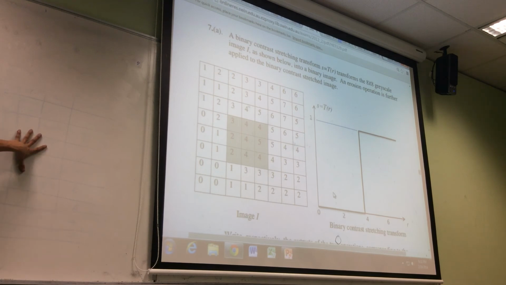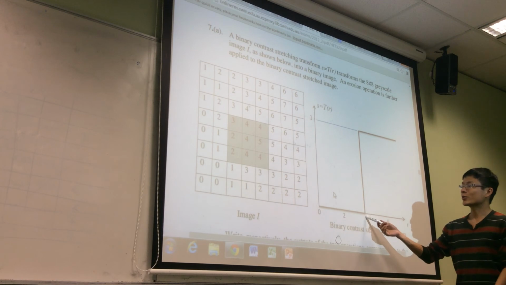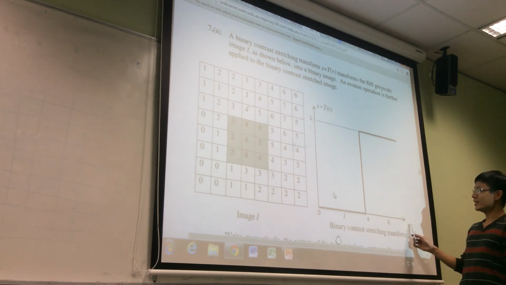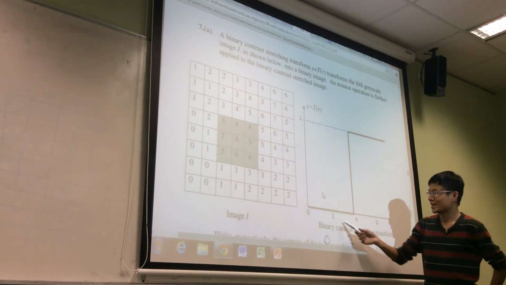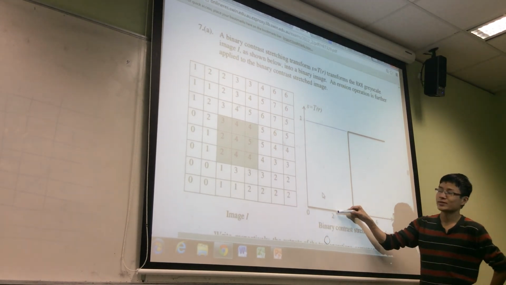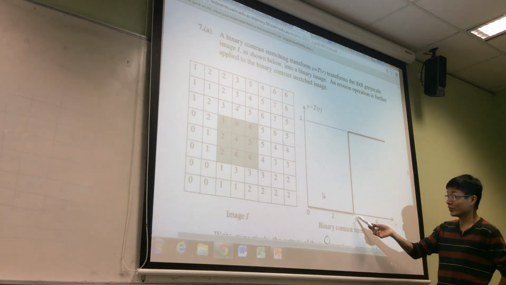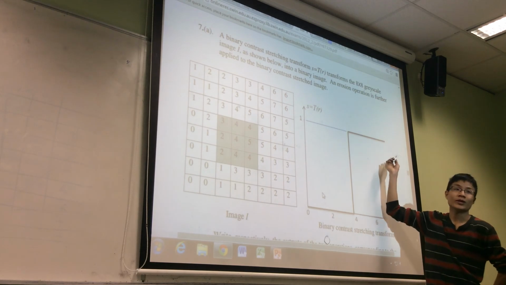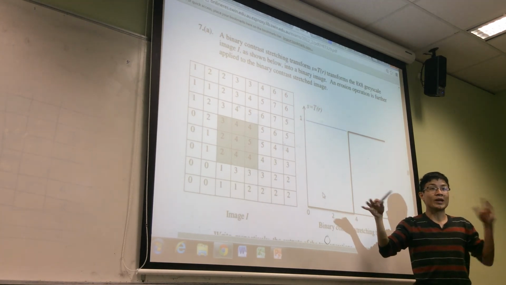Mapping, this is one simple mapping, and you have different mappings like this. It's called thresholding. That means for this input, this is the output. If the input is less than 4, the output will become 0. If the input is higher than 4, including 4 as well, the output becomes 1. So basically you convert the image into black and white.